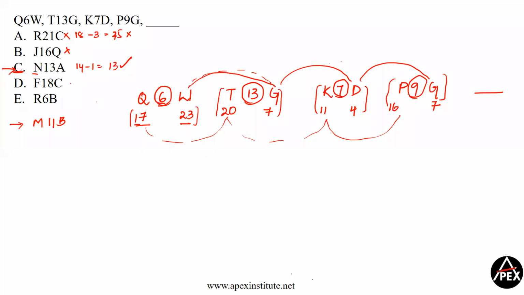Now F and C. So 6, it should be 3, so not the answer. So R 18 minus 2, it should be 16, not 6, so not the answer. So the answer is N13A. Please check remaining options as well and then mark your answer.